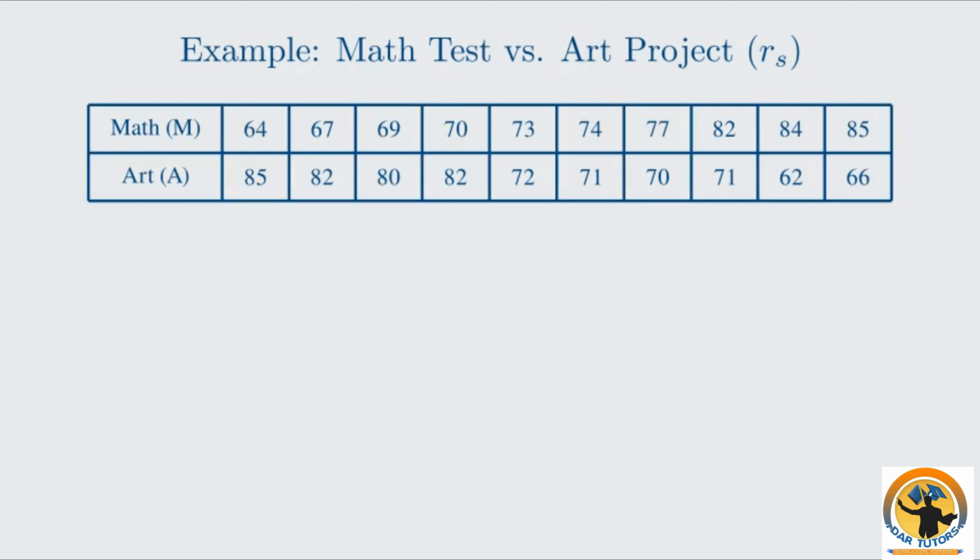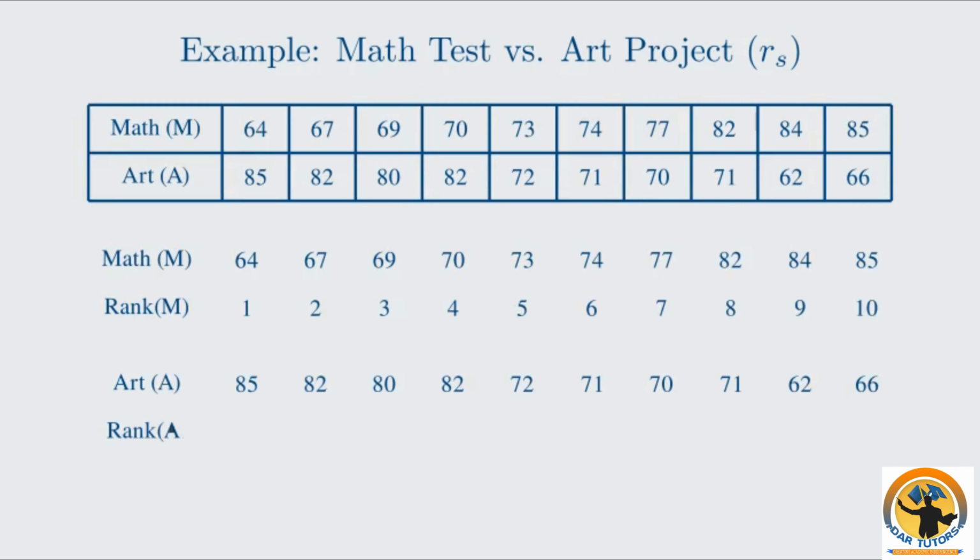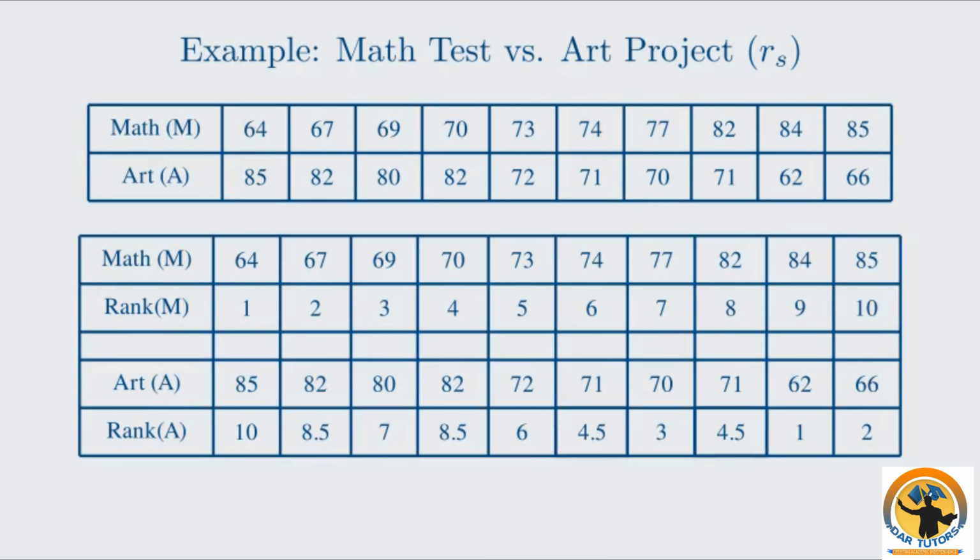The first step is to rank the data. We have ties in the art scores, which we must handle carefully. For the math test, the scores are already sorted, so the ranks are 1 through 10. For the art project, let's look at the ties. The score 71 appears twice. These would have been ranks 4 and 5, so they both get the average, which is 4.5. The score 82 also appears twice. These would have been ranks 8 and 9, so they both get the average, which is 8.5.